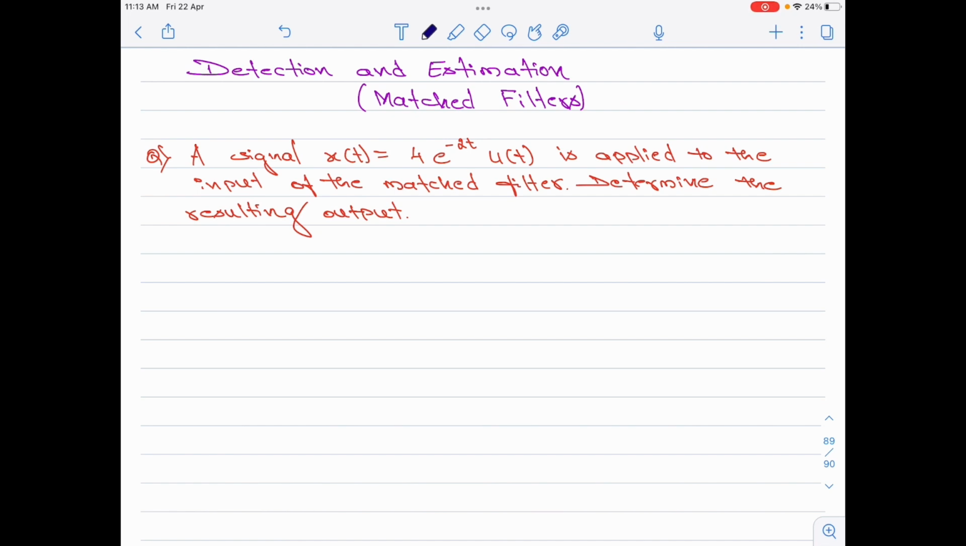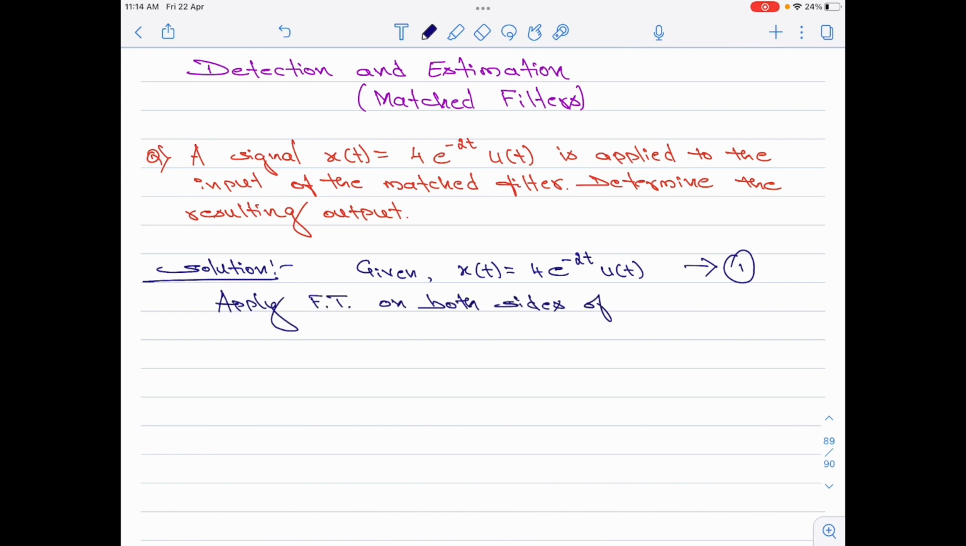Right, let us start with the solution part. Let me rewrite the given equation. Let me call this equation 1. Let us now apply Fourier transform on both sides of equation 1. Therefore, it is given by x of omega is equal to integral minus infinity to plus infinity x of t into exponential of minus j omega t dt.